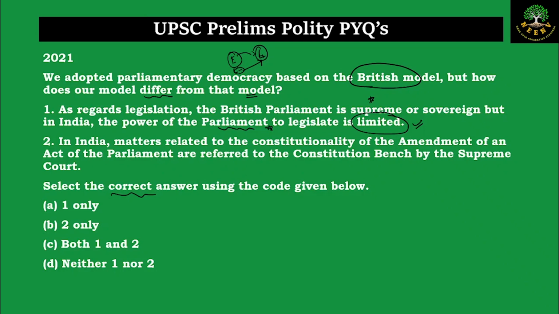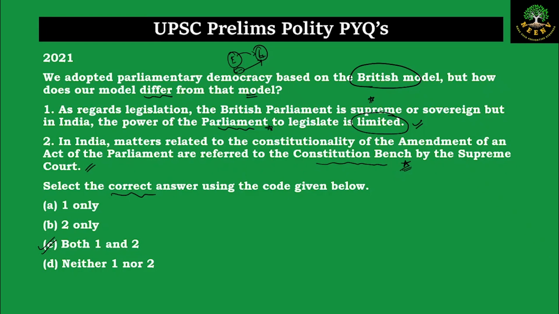Parliament. Statement 2 says, in India, the matters related to the amendments of the Constitution are referred to the Constitution bench by the Supreme Court. Yes, using the power of judicial review, when a question about the amendments to the Constitution comes in, the Supreme Court does refer it to a constitutional bench, which has the powers to decide on the validity of those acts. So both the statements are correct. That is, statements 1 and 2 are correct.